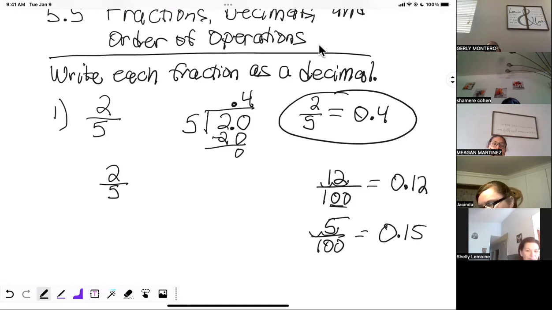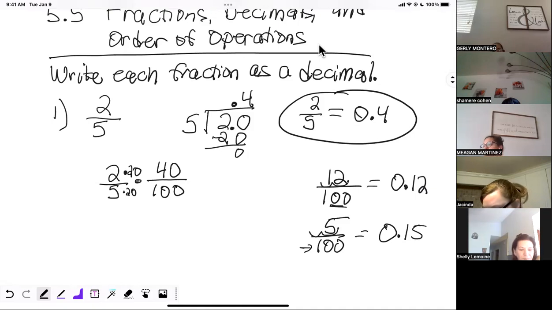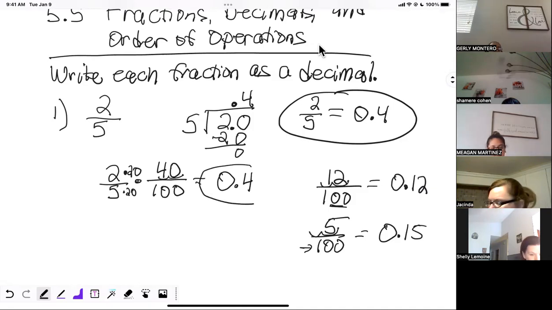And that could work for anything. Notice I'm using 100 because 100 is like 100%. So I can multiply to get 100. If it's a multiple of 5, like 5, 5 times 20 is 100. So I can multiply this by 20 to get 40. And once I know it's 40 over 100, that's like 40%. But in decimal form, I would move the decimal place 2 places to the left, and I would also get 0.4. It's a very different way to get the decimal answer.